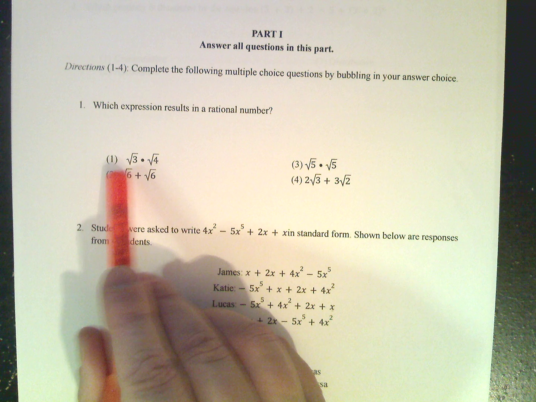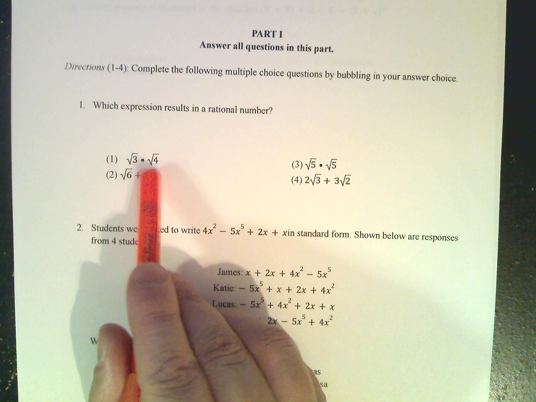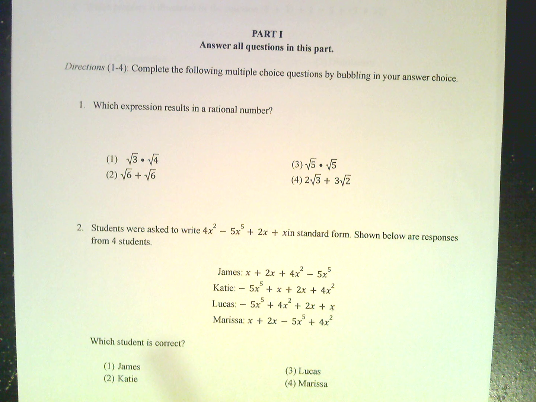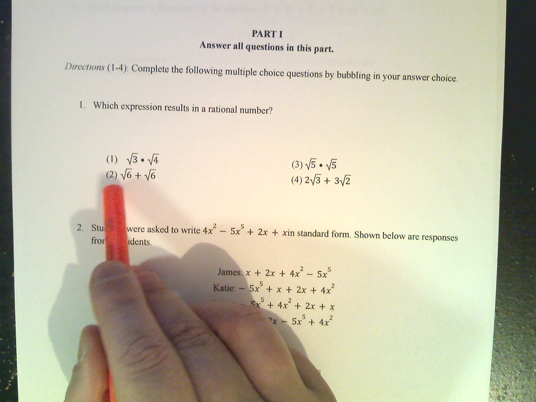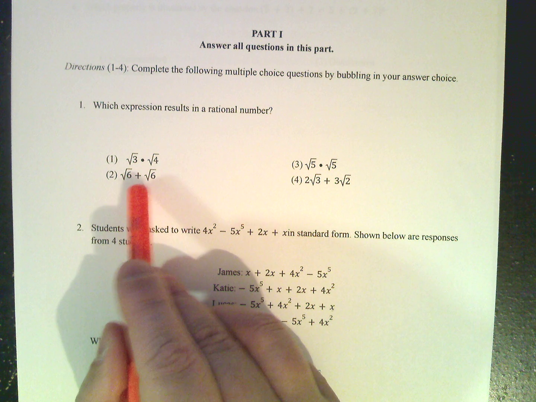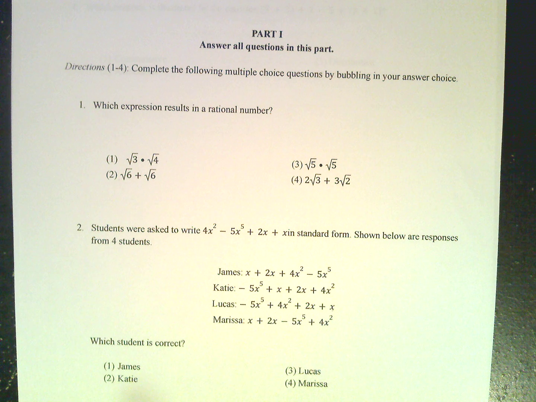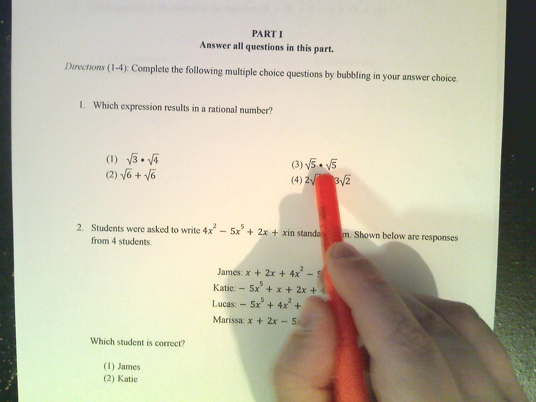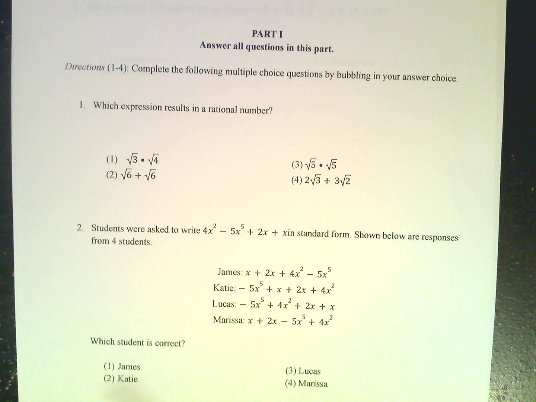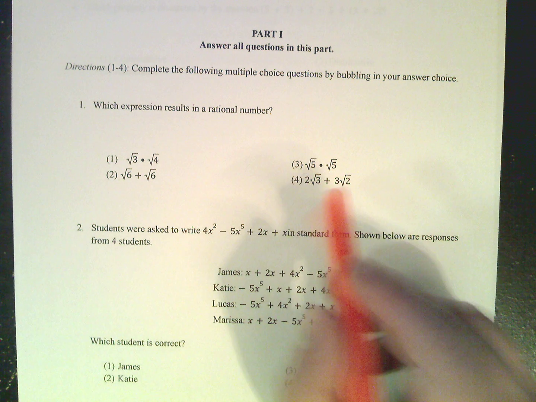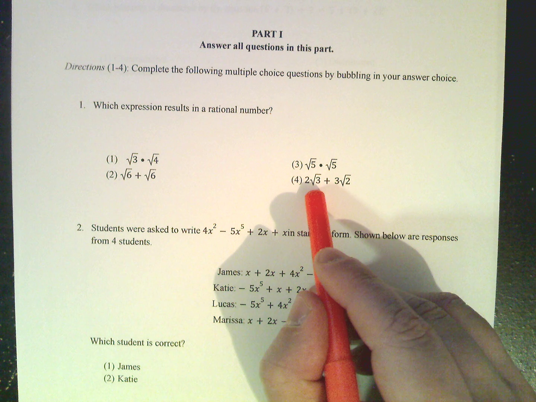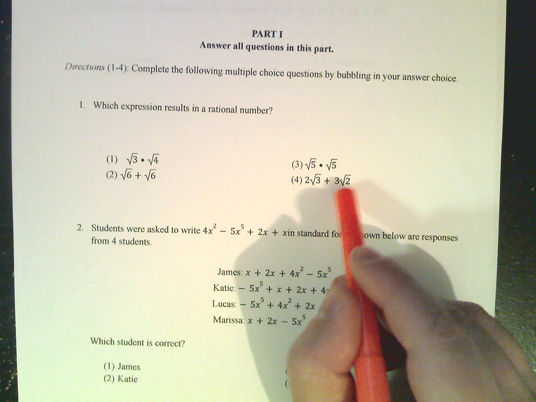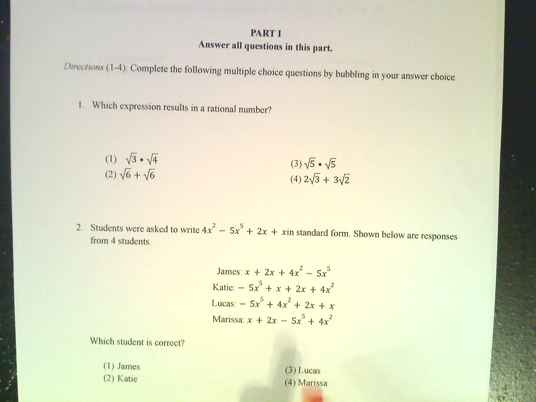1, square root of 3 times square root of 4. 2, square root of 6 plus square root of 6. 3, square root of 5 times square root of 5. Or 4, 2 square root of 3 plus 3 square root of 2. Moving on to question 2.